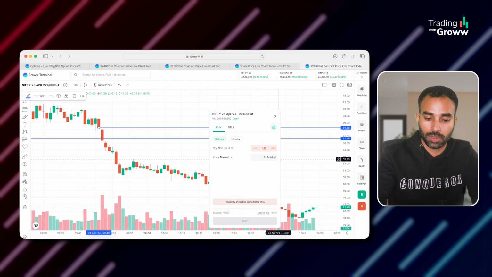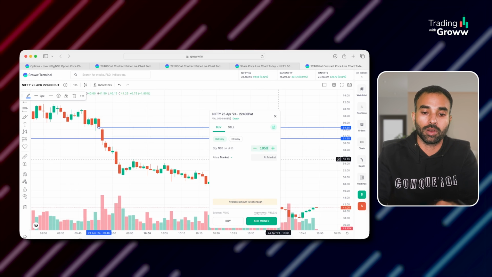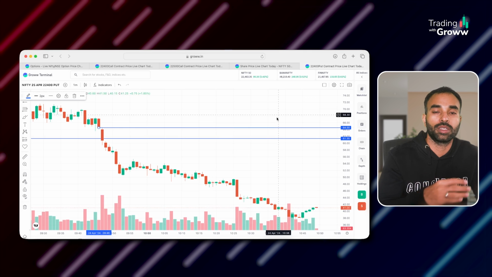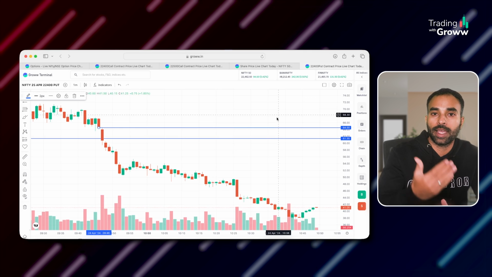But if I enter 1850, then it means that I would not be able to execute this order at once, because as per NSE exchange, you cannot place more than the freeze quantity at once. So you have to iceberg your orders. You have to slice it and then place it.